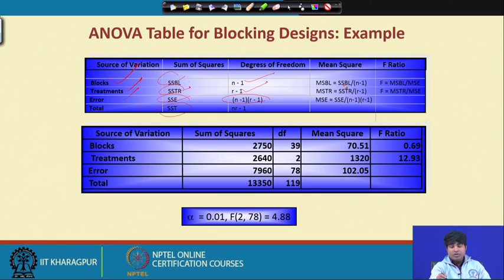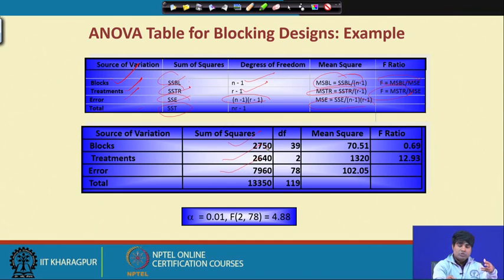And like the ANOVA, we will find the mean square for blocks, mean square for treatments, and mean square for errors. In this case, we are interested in the block effect and the treatment effect, and accordingly we have two F statistics, with a sample problem. So we have calculated here the sum of squares for the blocks, the sum of squares for the treatments, and the sum of squares for the error.